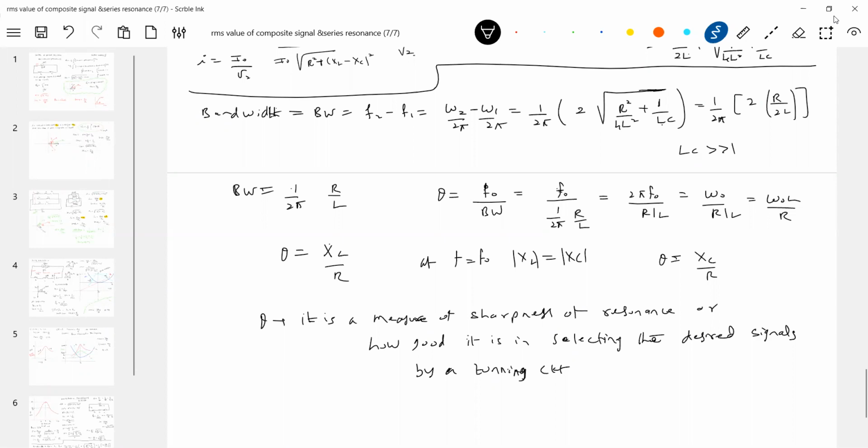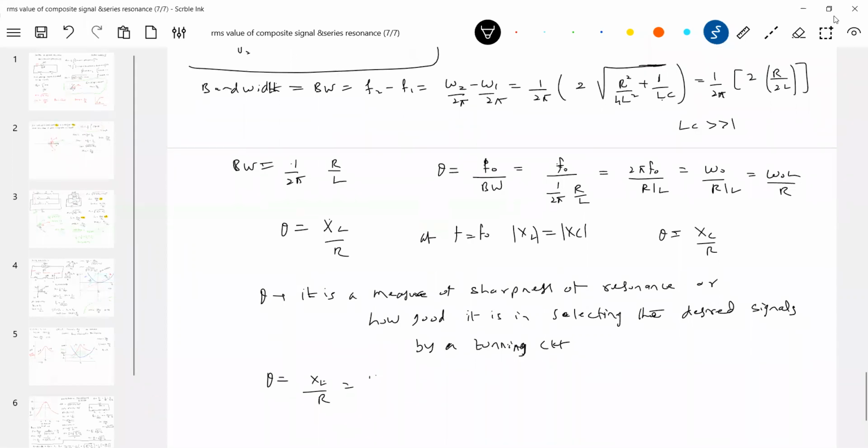So the sharpness depends on what? Omega L by R, or we can also write another formula. I'm writing all the formulas in one place. Or we can also write it as XL by R. From XL by R, what can you write it as? Omega naught L by R. Or another formula, XC by R.